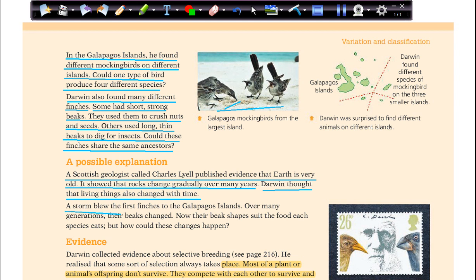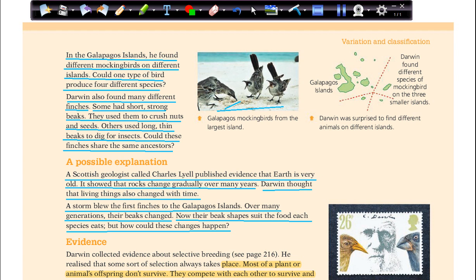A storm blew the first finches to the Galapagos Islands. Over many generations, their beaks changed. Now their beak shape suits the food each species eats. But how could these changes happen?